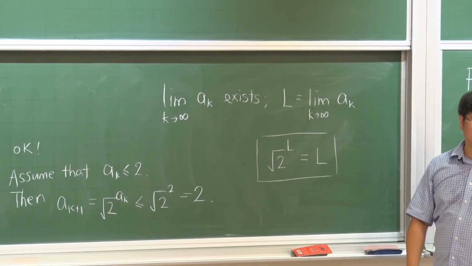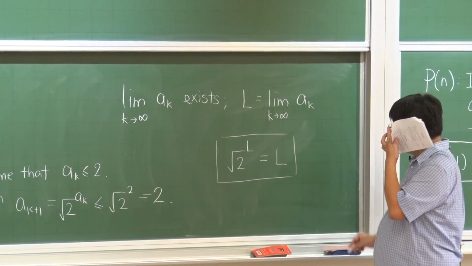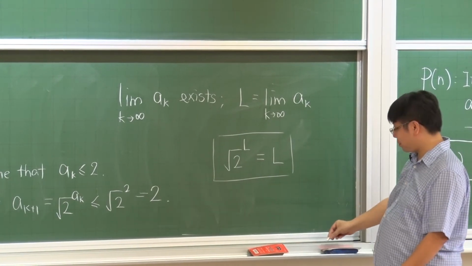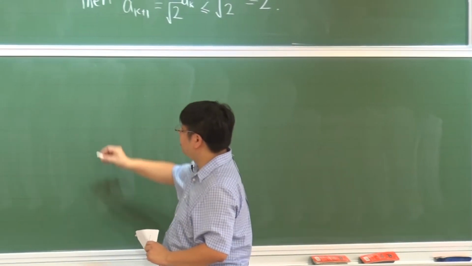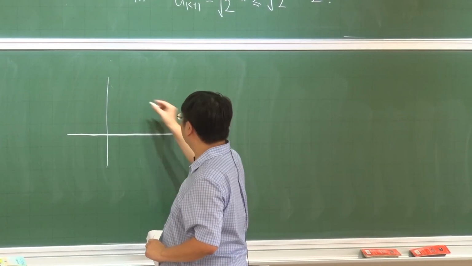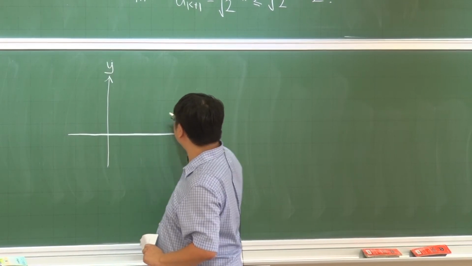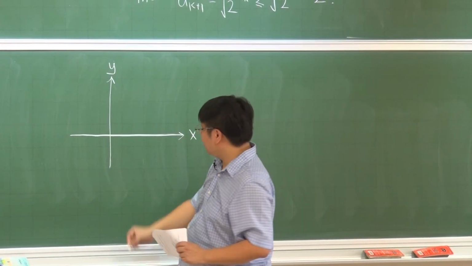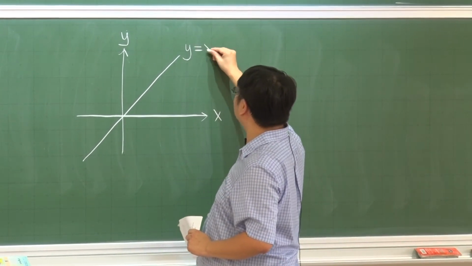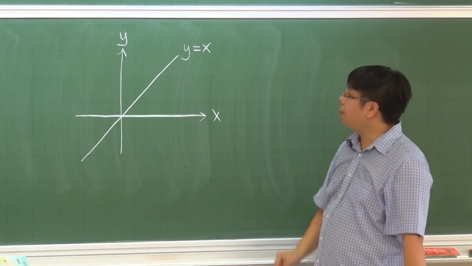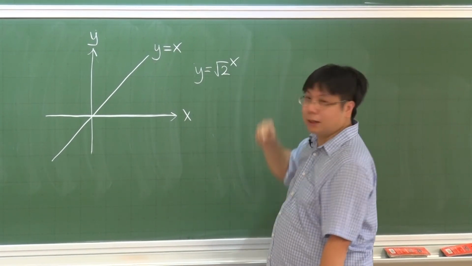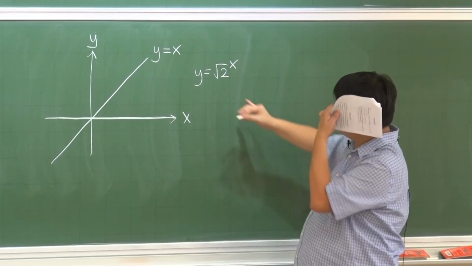So how can we find it? There is no easy way to find this except to understand what is meant by this equation. So we plot the curve. Actually, we plot two curves. This is y and this is x. This is the curve y is equal to x. And then I'm going to plot another curve, y is equal to square root 2 to the power x.